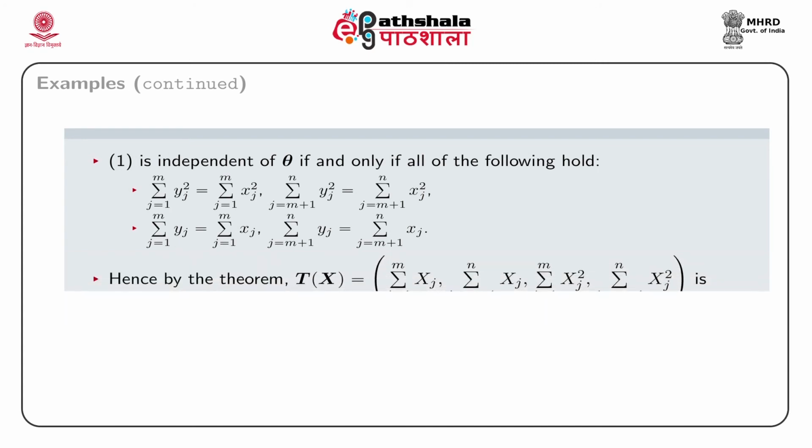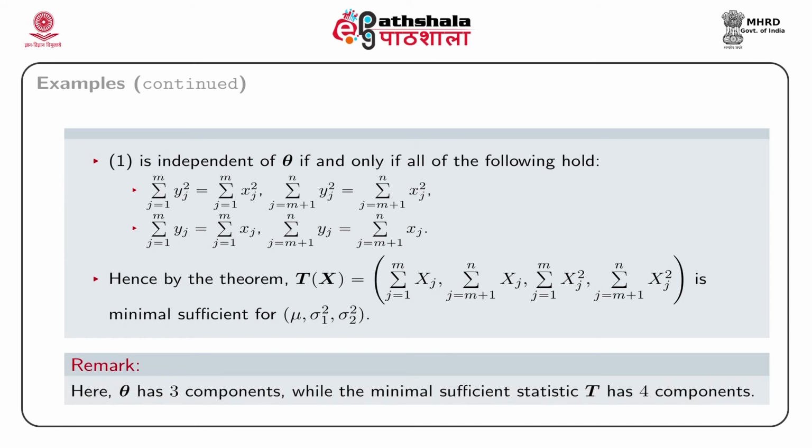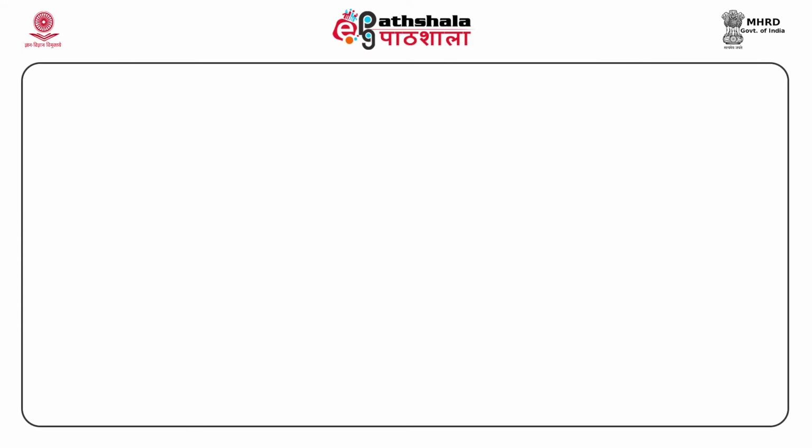Hence by the theorem, the statistic T, the summation over i from 1 to m of xi, the summation over i from m plus 1 to n of xi, the summation over i from 1 to m of xi squared, the summation over i from m plus 1 to n of xi squared, here T is a vector valued statistic, is minimal sufficient for theta, which is equal to (mu, sigma 1 squared, sigma 2 squared). Here one can note that theta consists of 3 elements, but the minimal sufficient statistic for theta consists of 4 elements. Next we consider our fourth example.